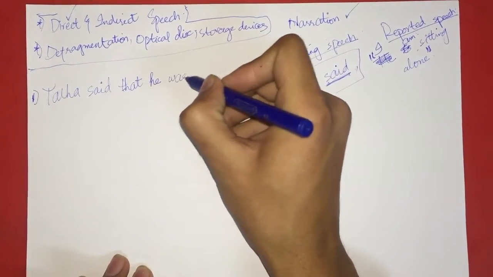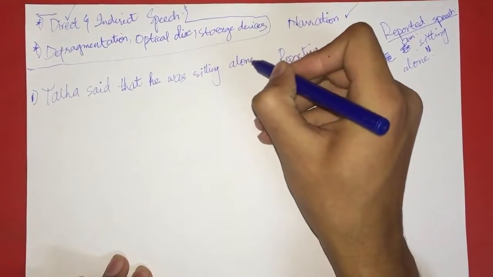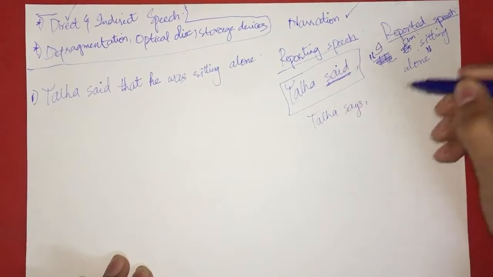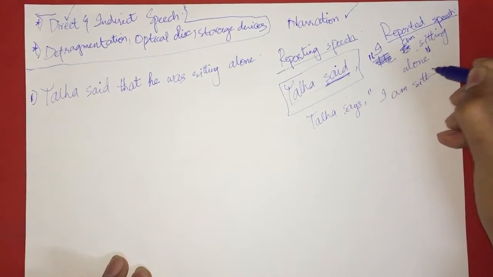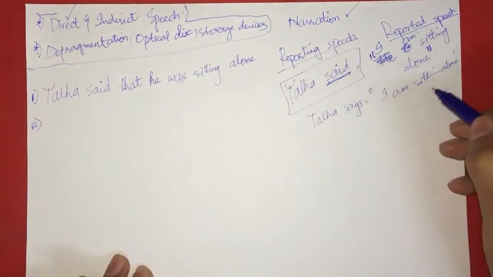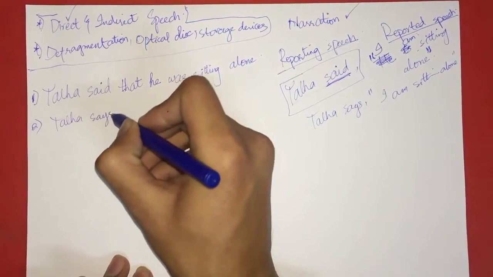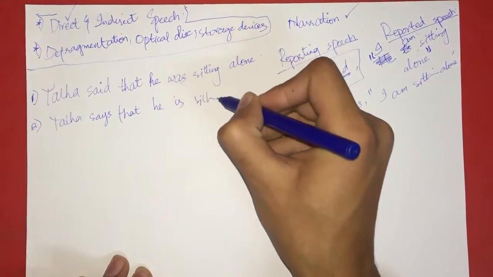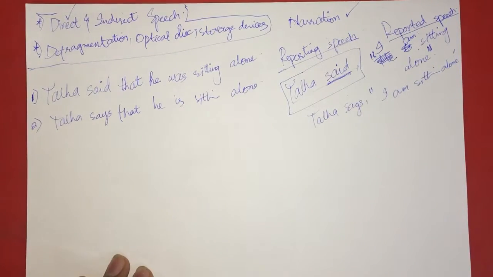So if this sentence was "he was sitting alone," or rather "Talha says that I am sitting alone," you don't have to change the tense of the reported speech. You're just going to write "Talha says that he is sitting alone."